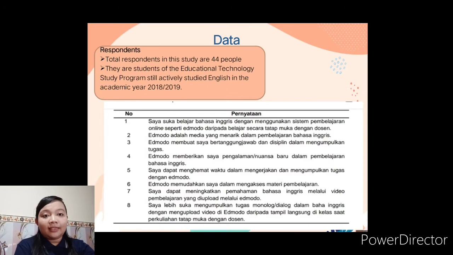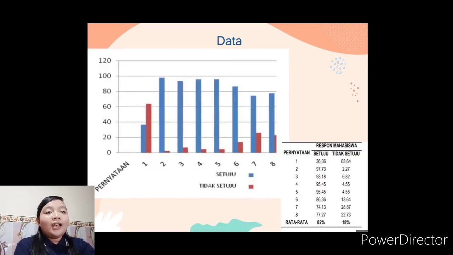So next is about data. The total respondents of this research are 44 people, and they are students of the Educational Technology Study Program who were still actively studying English. There are 8 statements given by the researcher to the respondents. For the data, the researcher presents the data in the form of a bar chart, and for the percentage, the researcher presents it in the form of a table.